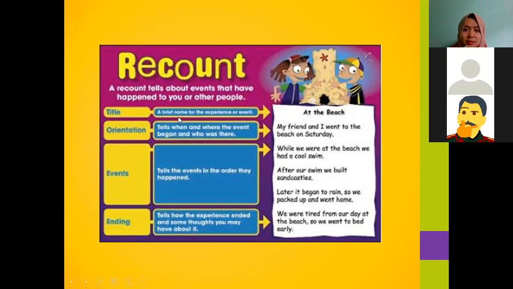Next, for example, the title is a brief of the experience or event. Orientation tells when and where the event began and who was there. The events tell what happened in the order they happened. The ending tells how the experience ended and some thoughts you may have about it. For example, the text At the Beach: My friend and I went to the beach on Saturday. Which one is the orientation? Satria, from this text, which one is the orientation? My friend and I went to the beach on Saturday. Yeah, good. How about the events, Gita? How many events are there in this text?